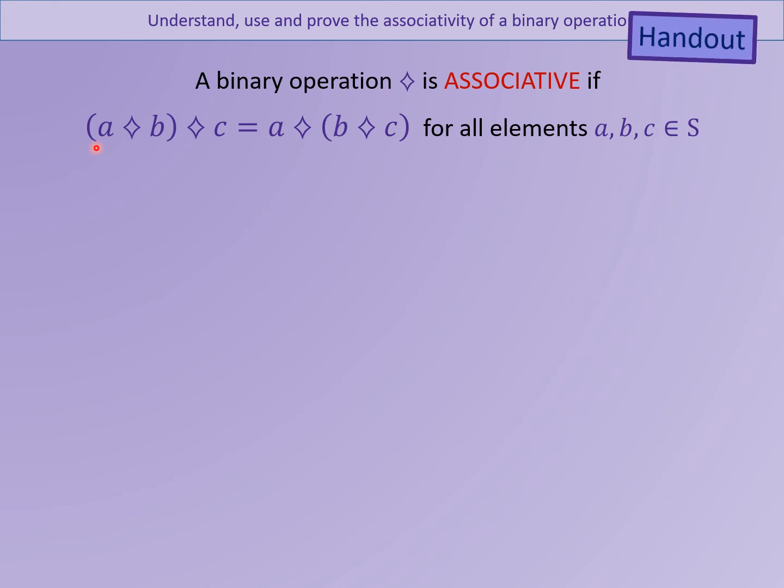If the answers are not the same for any values A, B and C, then that one counterexample is enough to prove that it is not associative. However, to show that something is associative, you would need to show that the result is always the same for any values A, B and C in that set.